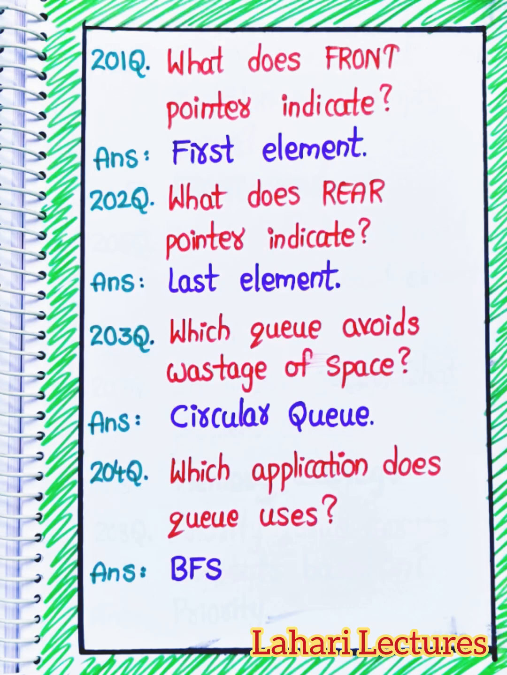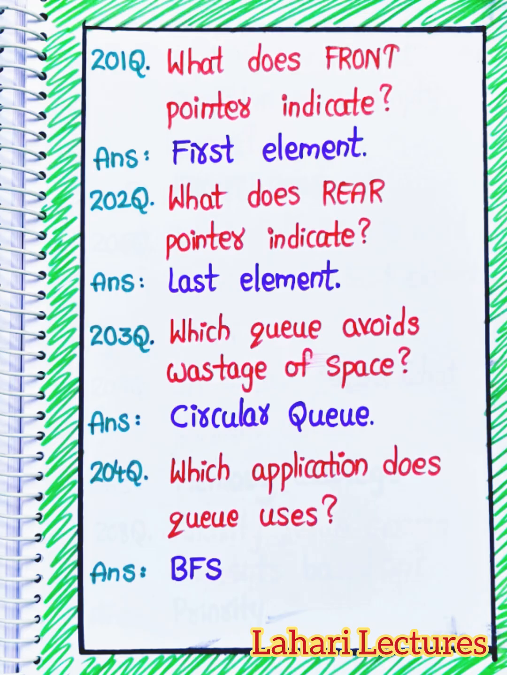In this video, you can watch one word question answers from question 201 to 250. Let's see. First question, what does front pointer indicate? First element. Next question, what does rear pointer indicate? Last element. Next question, which queue avoids wastage of space?